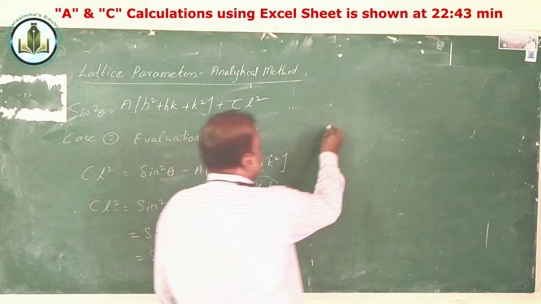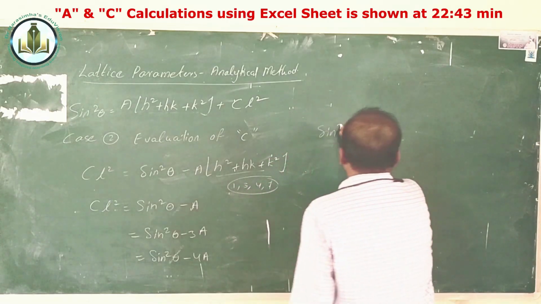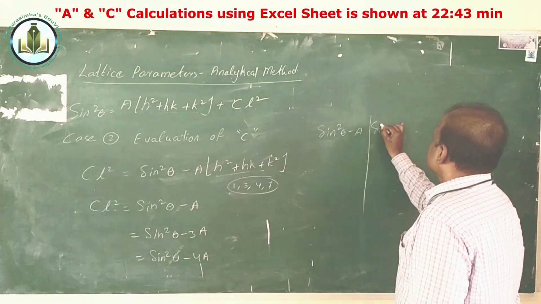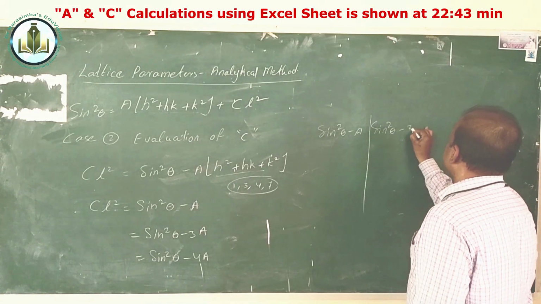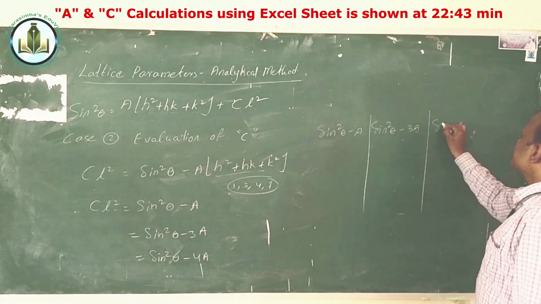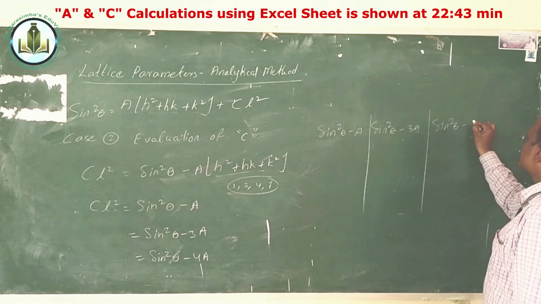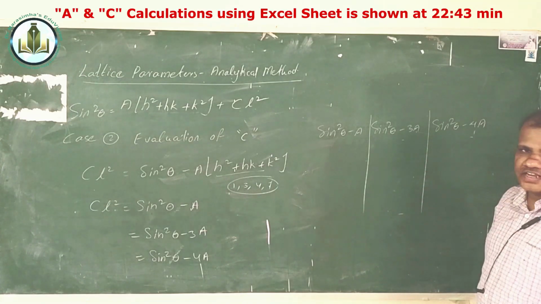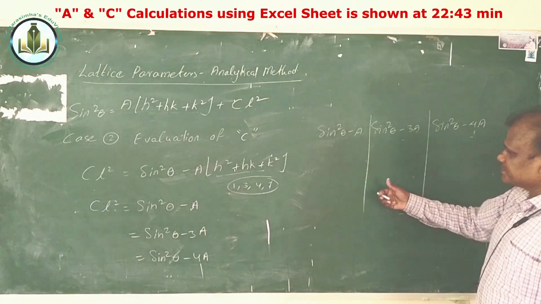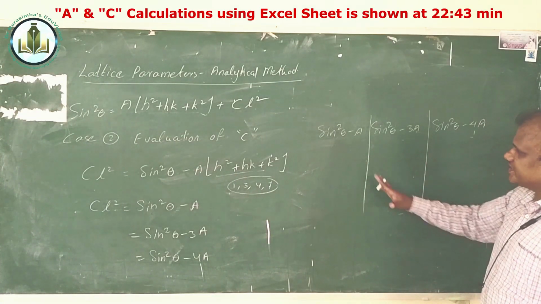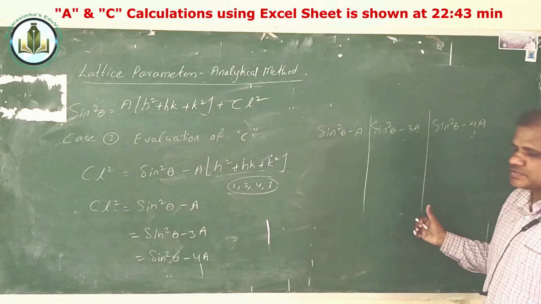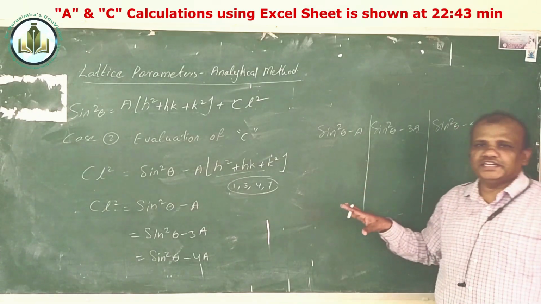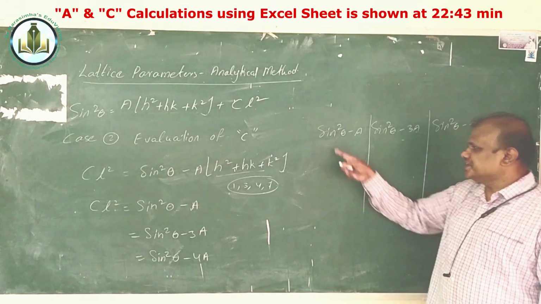I am going to draw a table in which one of the columns has sin square theta minus a, the second column has sin square theta minus 3a, and similarly sin square theta minus 4a. In this table there are some particular values, and a particular value is going to repeatedly appear in most of the columns. So you have to identify the value which is repeatedly appearing in these columns.